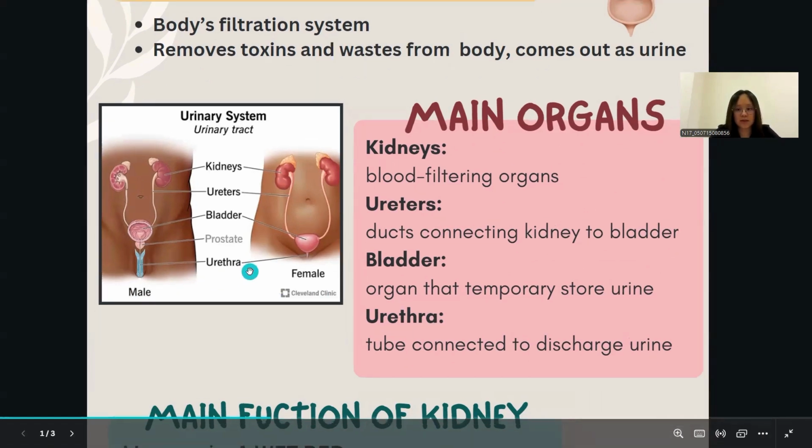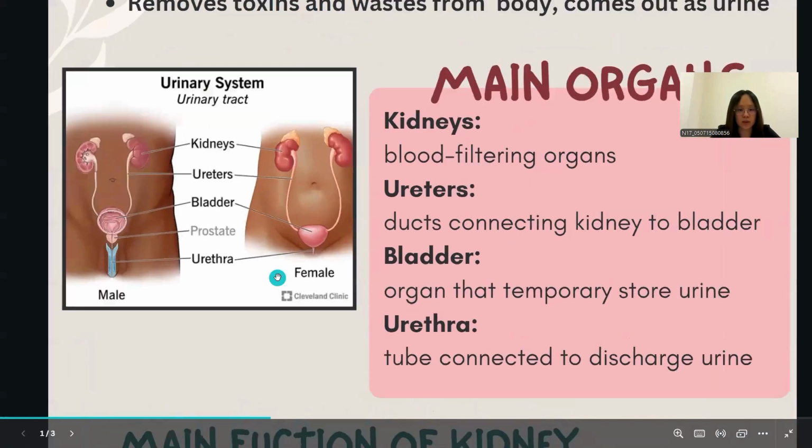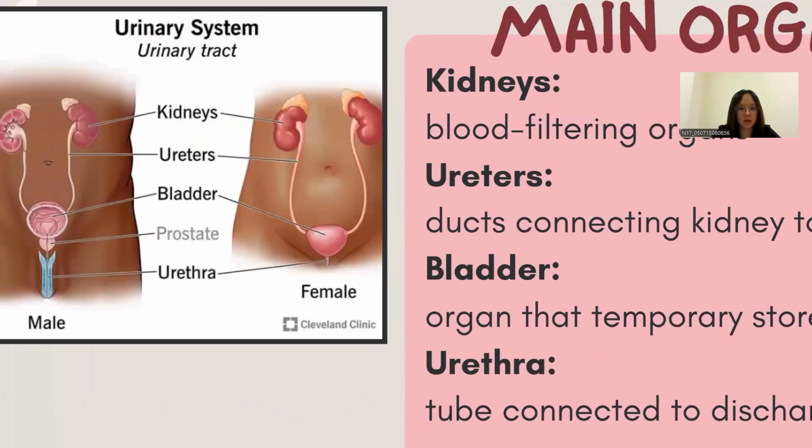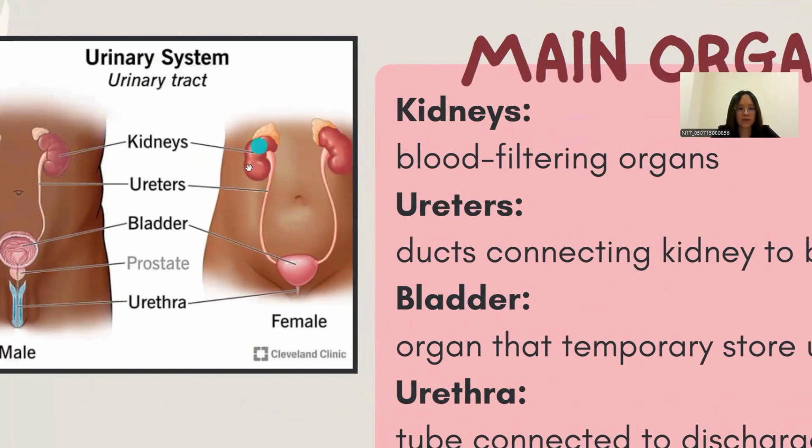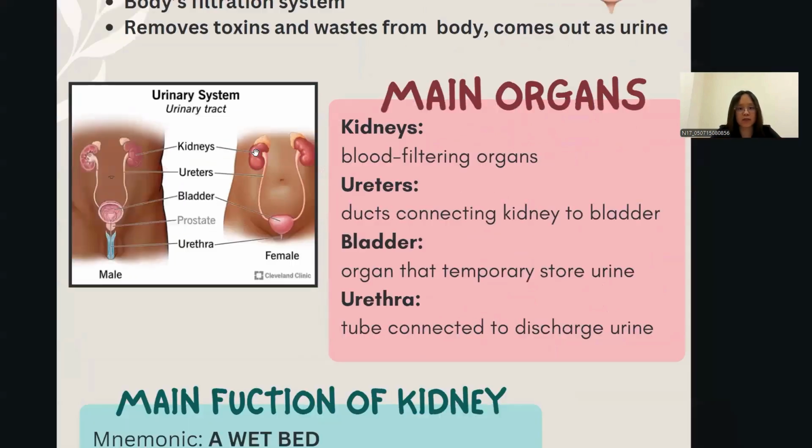So there's a thing to be emphasized here, which is the right kidney is actually a bit lower than the left kidney because the liver will occupy a huge part of the right side of the abdominal cavity. That is why the right side is slightly lower than the left side.